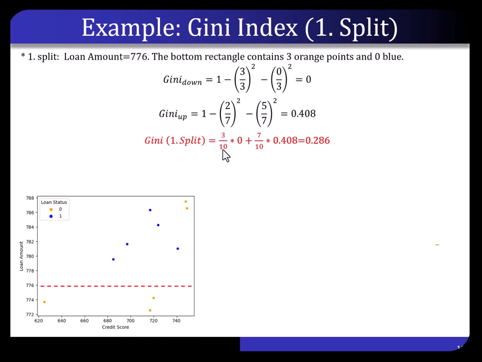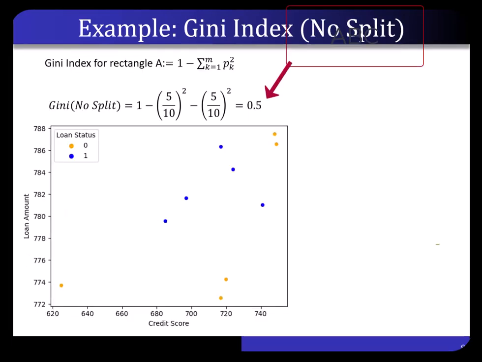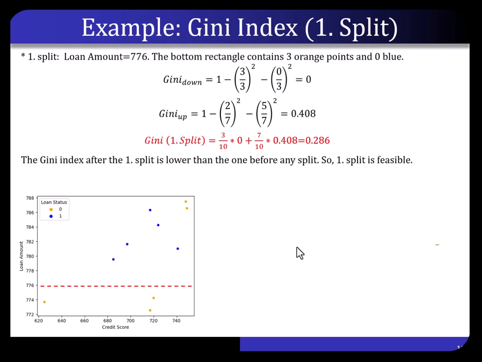There are 3 out of 10 data there, plus the Gini index of the upper rectangle is 0.408 times its weight. There are 7 data in that data set. So the first split in general gives us a Gini index of 0.286, which is lower than the case where there was no split. Let's remember the case where there was no split. The Gini index here was 0.5. When there is one split, the Gini index is 0.286. So we decrease the Gini index by splitting. Therefore, this split is feasible.